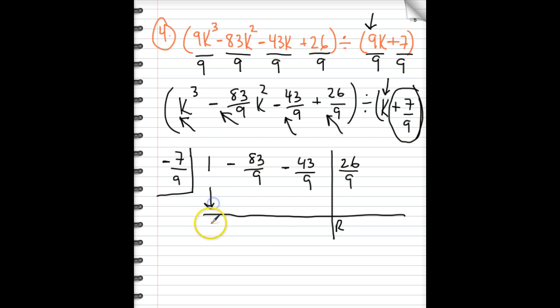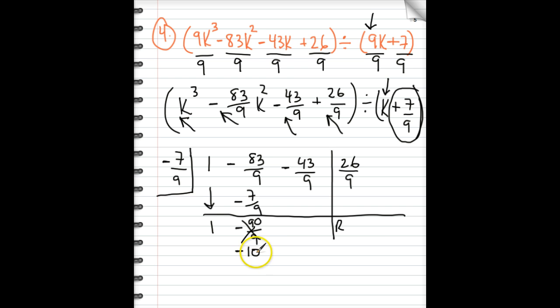Drop down the first coefficient, multiply back. 1 times -7/9 is -7/9. Now, adding the column here, -83 plus -7 is -90/9. Okay, I'm going to write that out. We'll simplify it later. -90/9 is the same as -10, right? Because -90 divided by 9 is -10. So I'll cross that off, and underneath here I'll put -10.